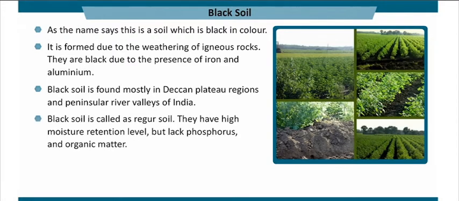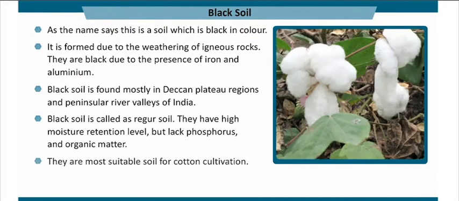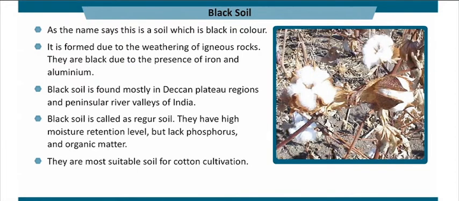Black soil is called Regur soil. They have high moisture retention but lack phosphorus and organic matter. They are the most suitable soil for cotton cultivation. Other than cotton, cereals, oilseeds, citrus fruits and vegetables, tobacco and sugarcane grow well in this type of soil.